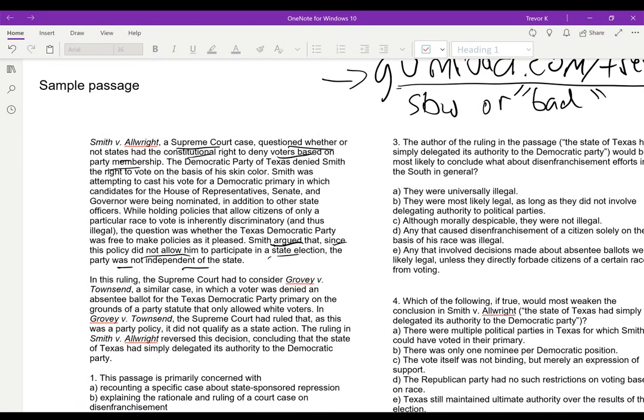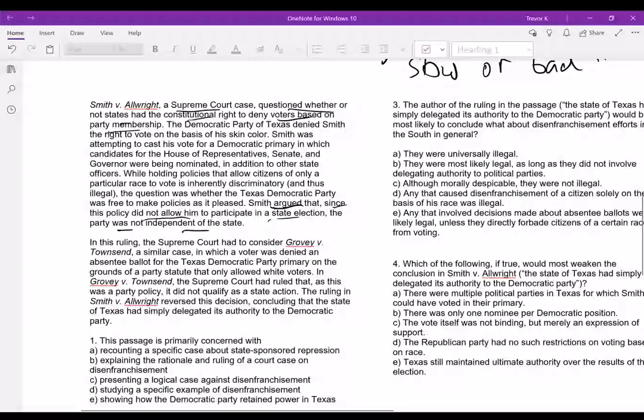We've got a Supreme Court case which questioned whether or not states had the constitutional right to deny voters based on party membership. And Smith, who is presumably the Smith in Smith versus Allwright, argued that since this policy did not allow him to participate in a state election, the party was not independent of the state. Sort of makes sense. That's the connection between denying voters based on party membership.